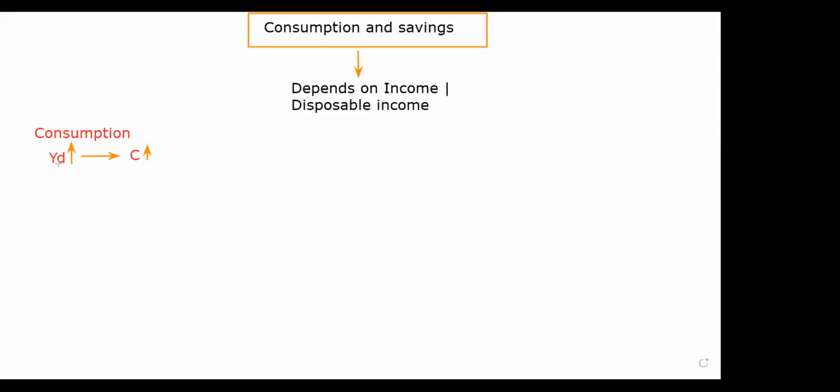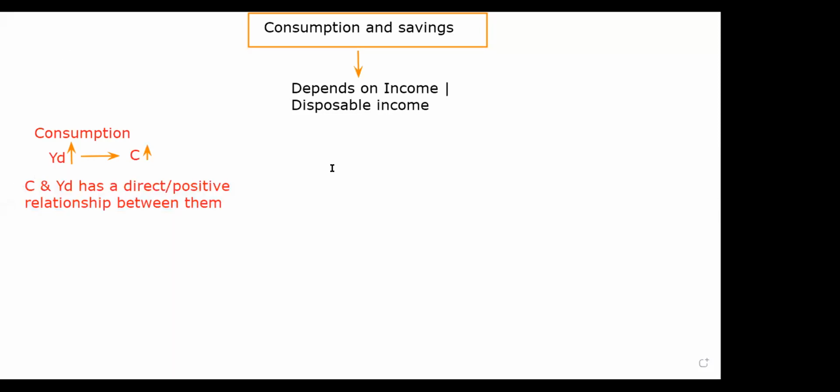So what type of relationship does consumption have with income? A positive relationship or a negative relationship? A direct relationship or an indirect relationship? It has a direct relationship. So I'll say C, consumption, and Y, income, or it can even be disposable income, YD, has a direct, or in other words, a positive relationship between them.